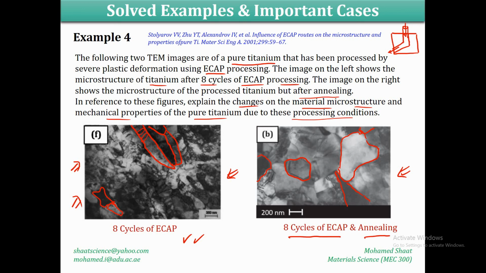So this is simply another example of how to understand the changes over the material microstructure and mechanical properties from the TEM, and depending on the data already provided, what you should expect as changes over the microstructure and mechanical properties of this pure titanium, depending on whether it is processed by ECAP followed by annealing or without annealing. Make sense?